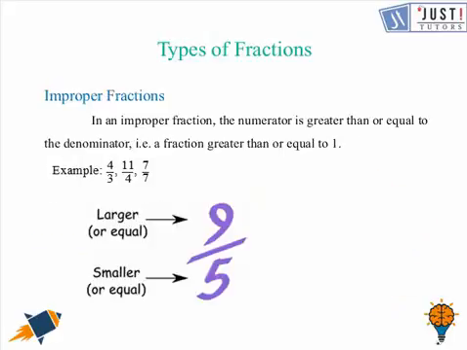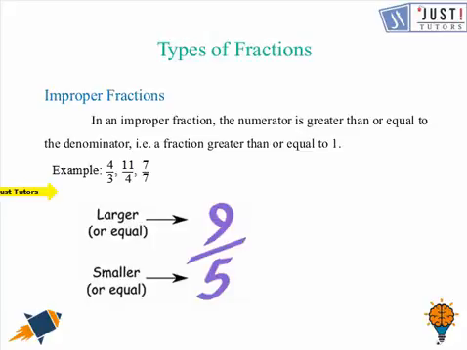Let's move on to the next type, which is improper fractions. It is somewhat like the opposite of proper fraction. In this case, the numerator would be larger than the denominator. So for example, we've got 9/5, and we already know that 9 is greater than 5, and hence it is an improper fraction. Again, we've got some more fractions for this, which are 4/3, 11/4, 7/7. So these fractions are actually greater than 1 or equal to 1.